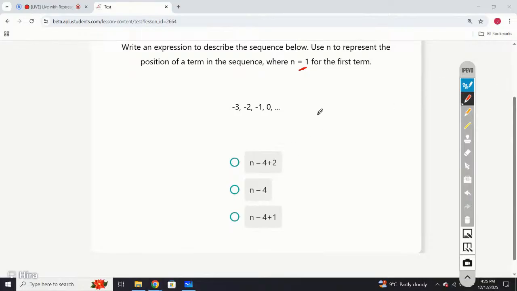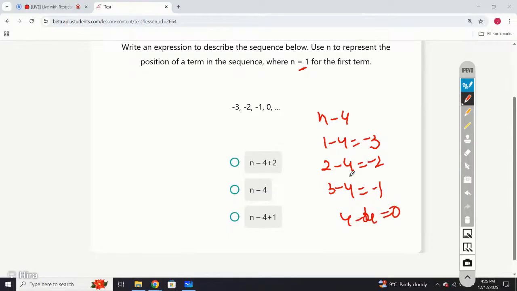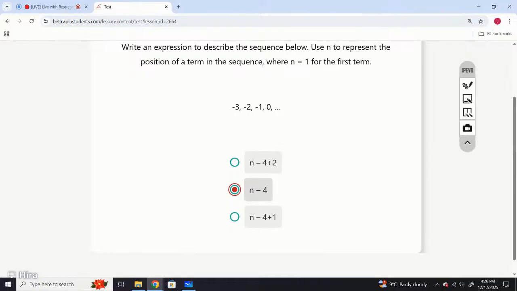That is n minus 4, because if we start with n equals 1, 1 minus 4 equals negative 3, 2 minus 4 equals negative 2, 3 minus 4 equals negative 1, and then 4 minus 4 is 0. So that is n minus 4. Option number 2 is the correct option.